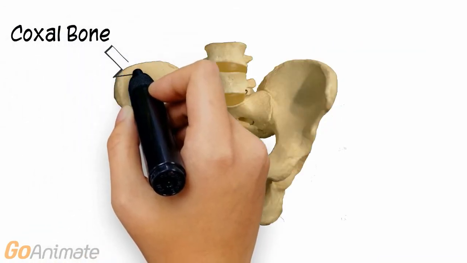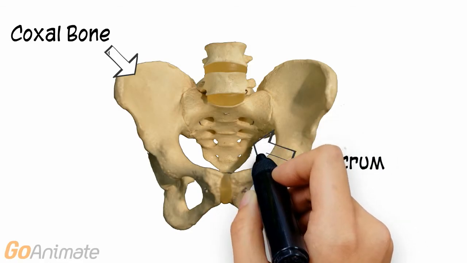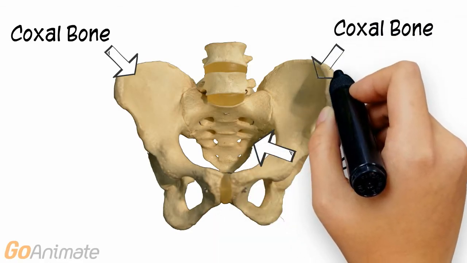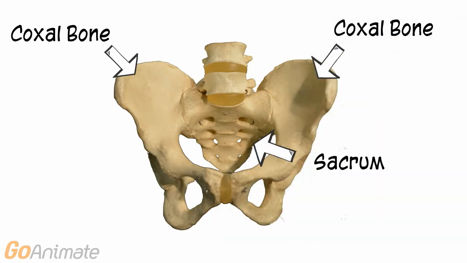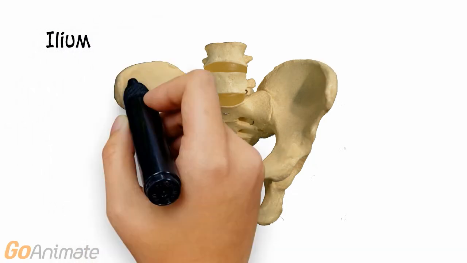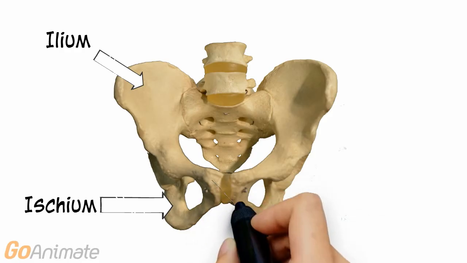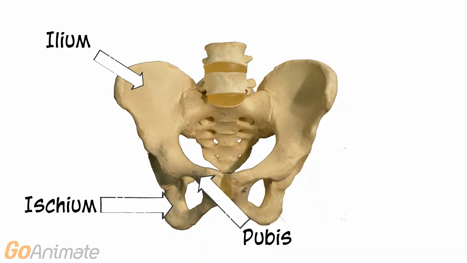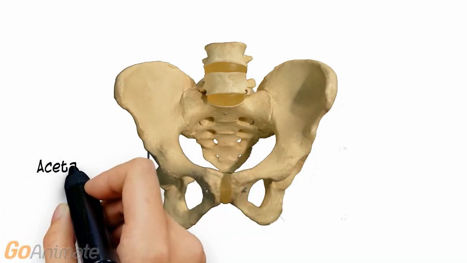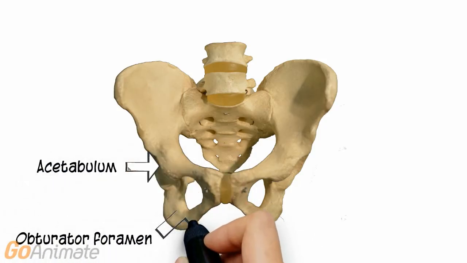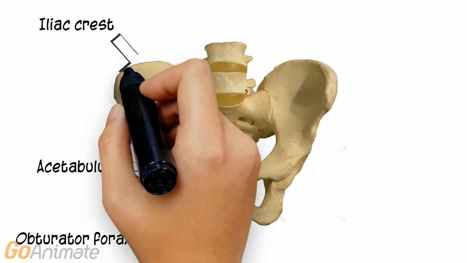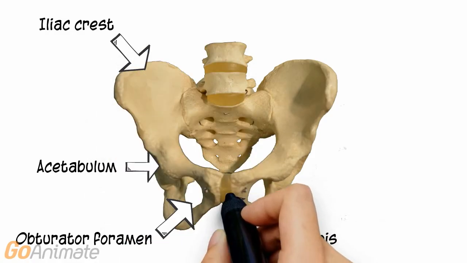Here is a picture of the anterior pelvis. The pelvis consists of two coxal bones and a sacrum. Each coxal bone consists of three fused bones: the ilium, ischium, and pubis. Here are some landmarks. The superior margin of the ilium is known as the iliac crest.